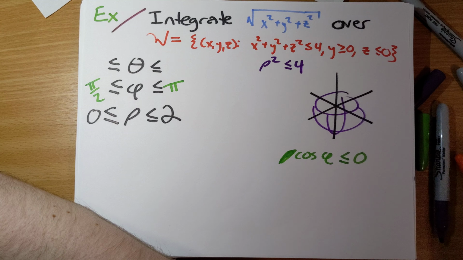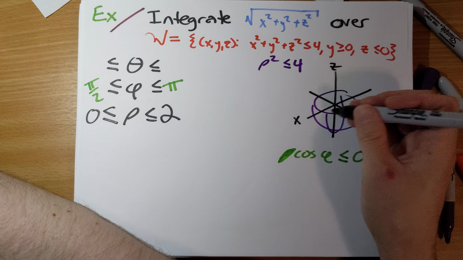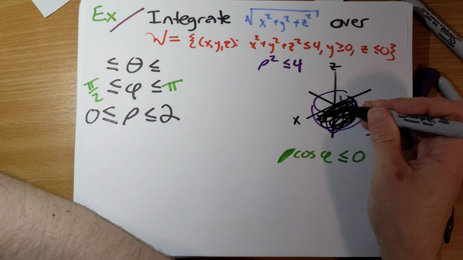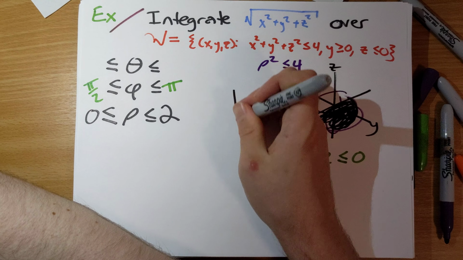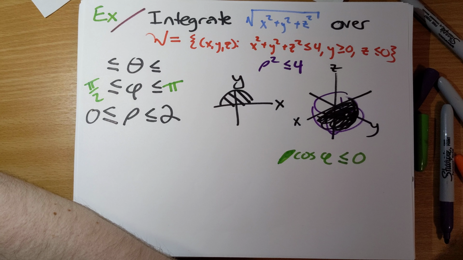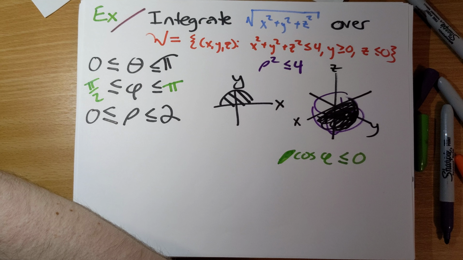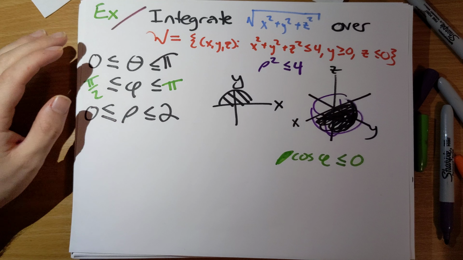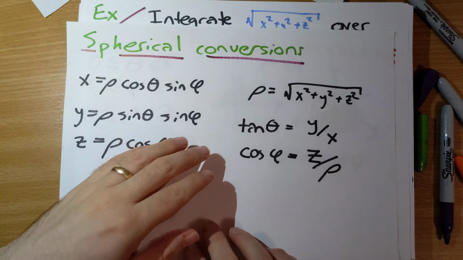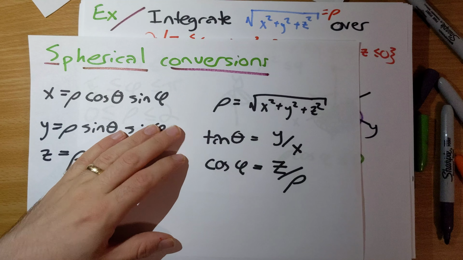Okay, and so now we want y to be positive. So that is on this side of things. And in the xy plane, it's this region right here where y is positive, and that's theta running from 0 to pi. So, almost ready to go. One last thing. What does our integrand change to? That's just rho.